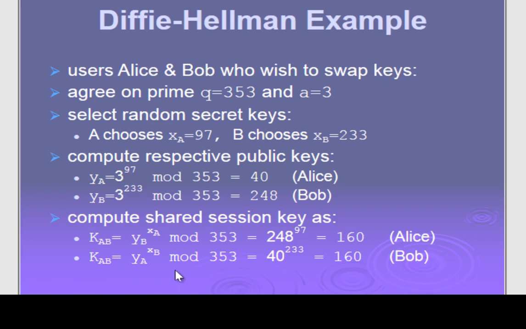The same way Bob also calculates. Bob knows the public key of A, so public key of A power his private key: 40 power 233 mod 353 is 160. So you get the same value. Without sending this key value 160 over the network channel, both can generate the value. So this is the concept of Diffie-Hellman.